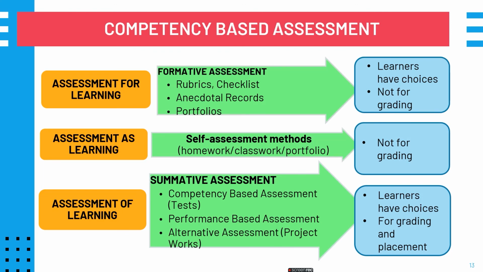These are the types of assessment. The assessment for learning usually includes the formative assessment. Here, learners have choices, and this is not usually used for grading. Another type is assessment as learning, which is used as a learning method. Again, this is not for grading. And the last one is the assessment of learning, based on summative assessment, usually used for grading and placement.